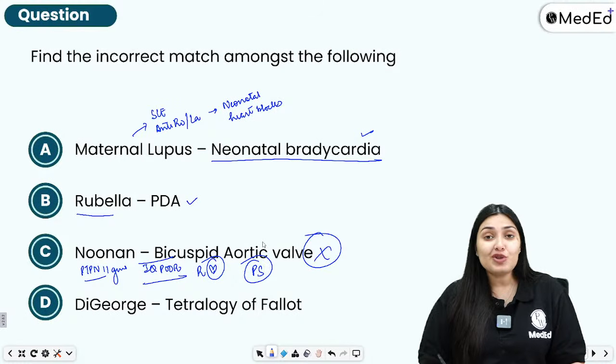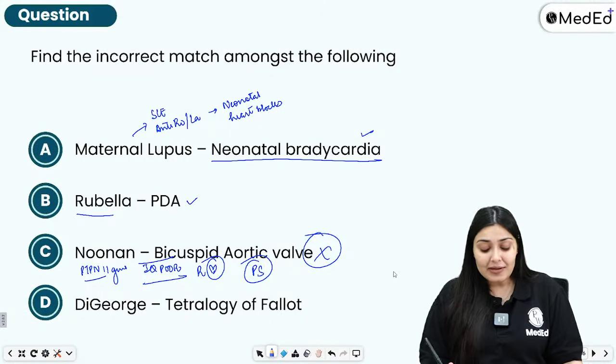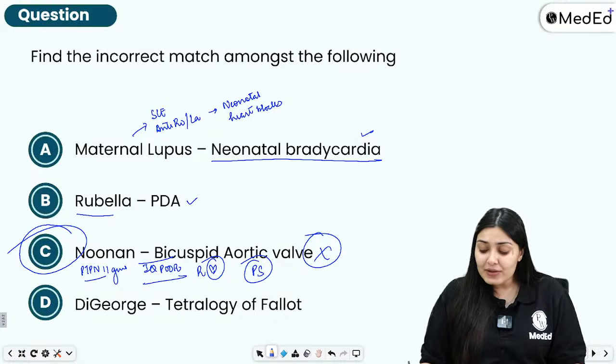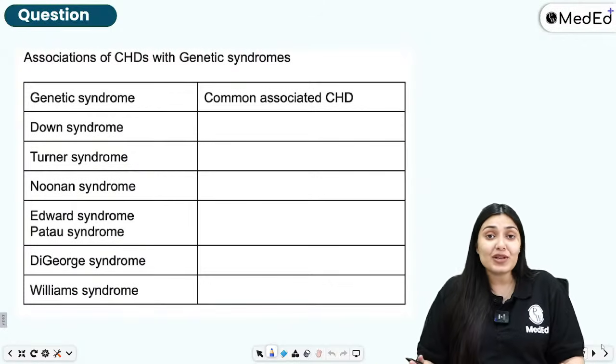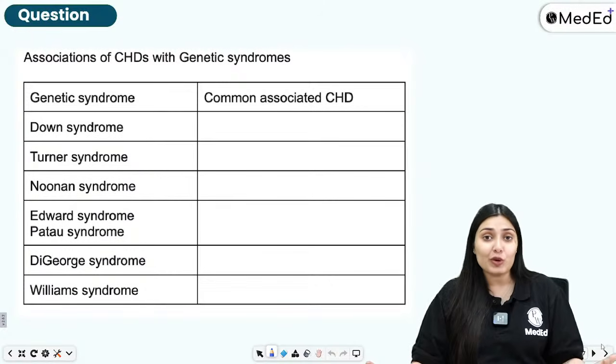And then we have DiGeorge syndrome, tetralogy of Fallot, true. We have conotruncal defects in DiGeorge syndrome. So the incorrect match here is C, Noonan syndrome. With that, just let's recap through these associations of congenital heart disease with various genetic syndromes.